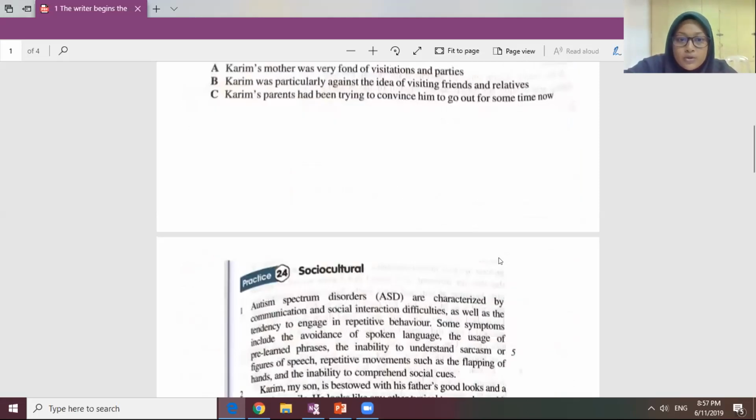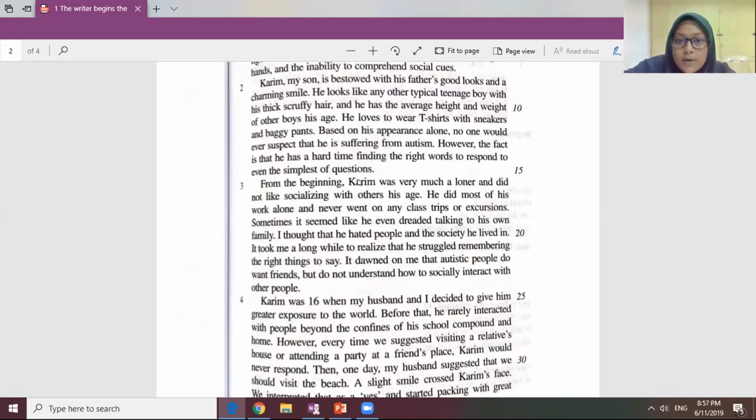Paragraph 3. From the beginning, Karim was very much a loner and did not like socializing with others his age. He did most of his work alone and never went on any class trip or excursions. Sometimes it seems like he even dreaded talking to his own family. I thought that he hated the society he lived in. It took me a long while to realize that he struggled remembering the right things to say. It dawned on me that autistic people do want friends but don't understand how to socially interact with other people.